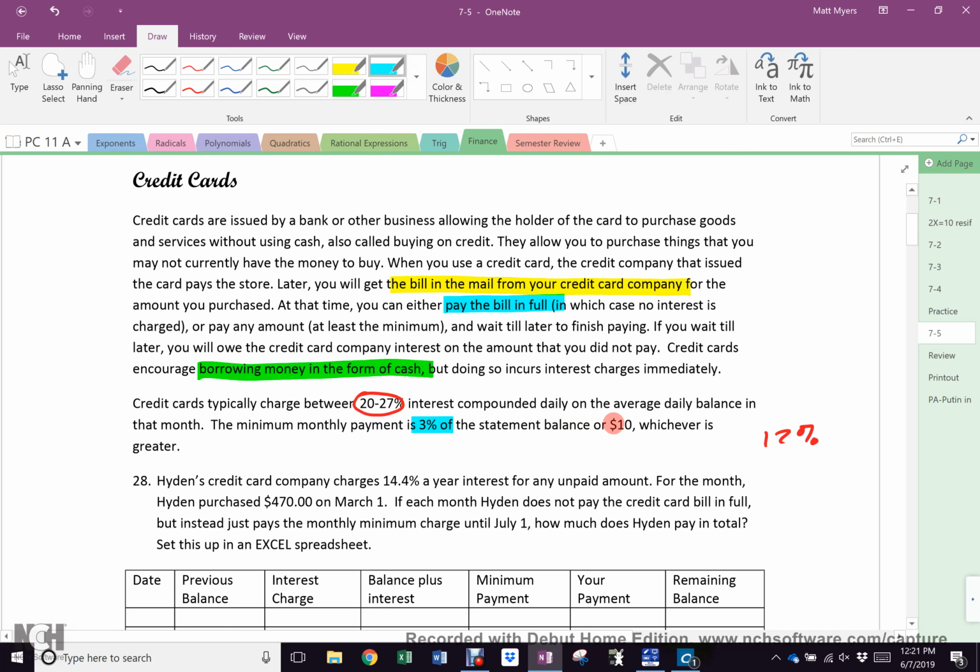3% or $10. That's pretty average. So if I use my credit card on my $300 meal out, my minimum payment will be 3% of $300, which is about $10, or $10, whichever is greater. If I only took out like $100 that month on my credit card, they'll make me pay $10 of it. Everybody cool? Now here's the thing.